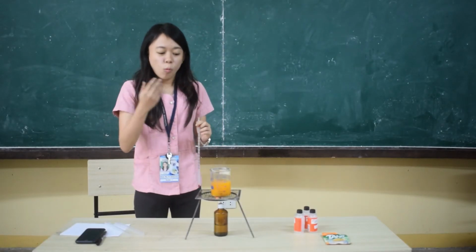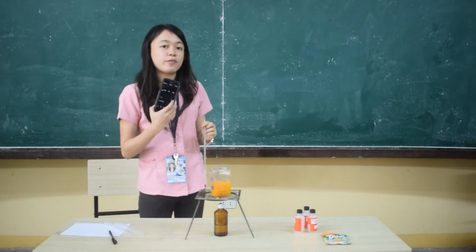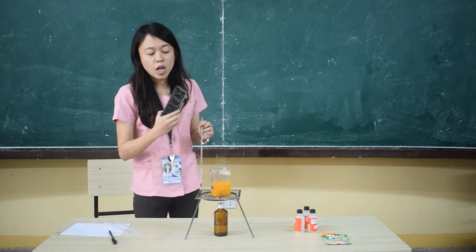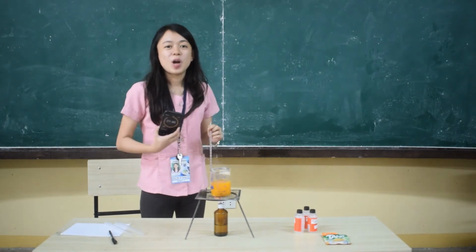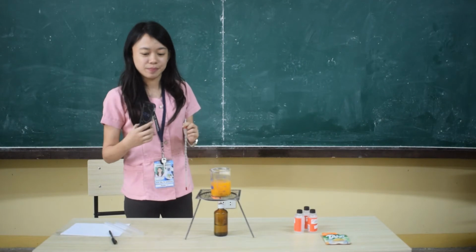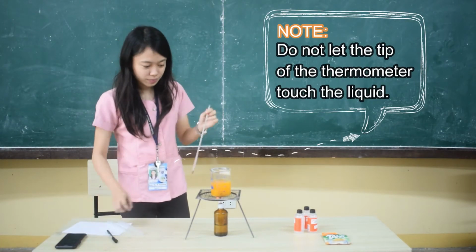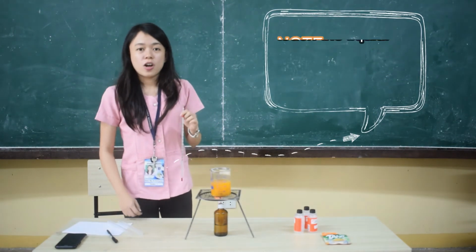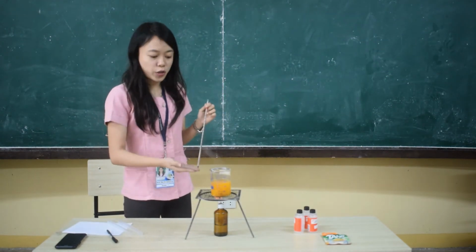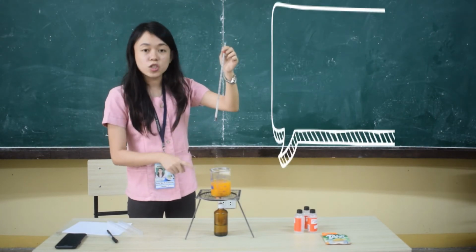Okay kids, once the mixture starts to boil, we are going to set our timer for 2 minutes. And afterwards, we can now get the temperature for 1 minute interval. Okay, in measuring the temperature of the mixture, make sure that the tip of the thermometer will not touch the liquid.